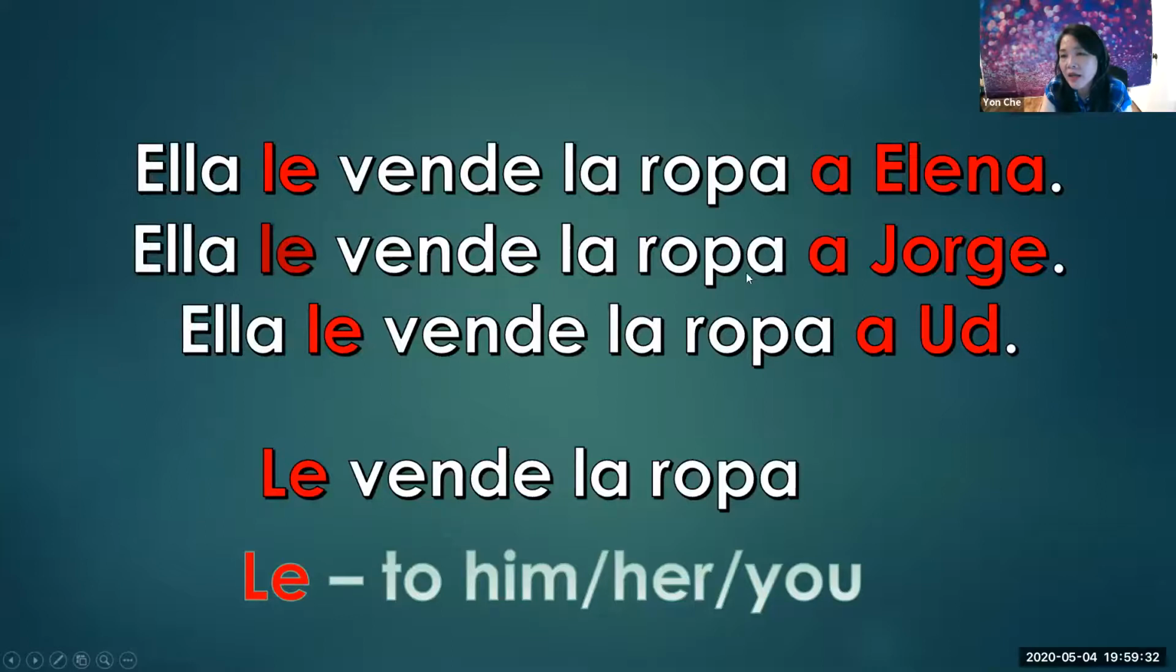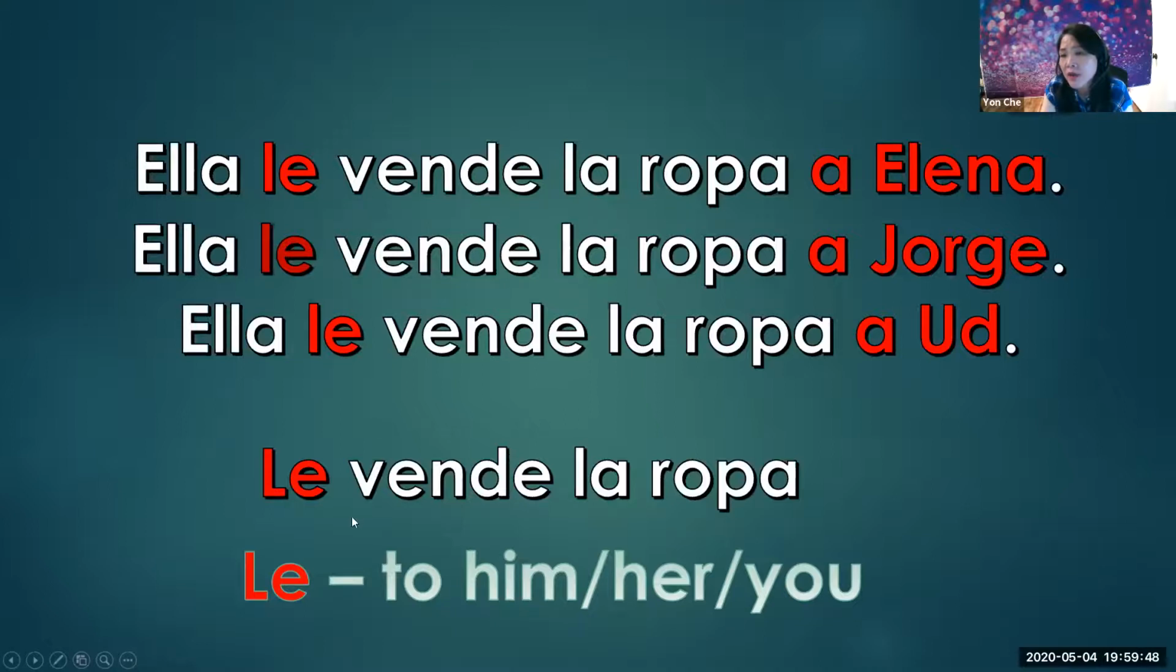Ella le vende la ropa a Jorge. The same as the previous sentence. The only difference is the person. It's Jorge. So there is this additional information. Now we know that this is to him. What if you have usted? Then it becomes to you.